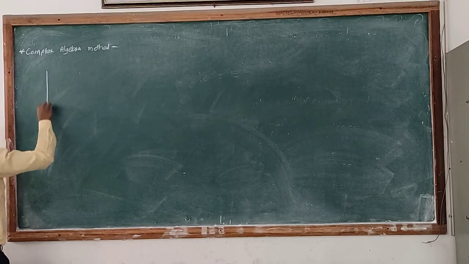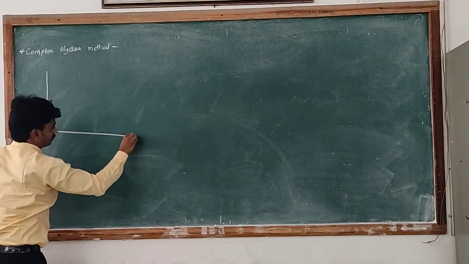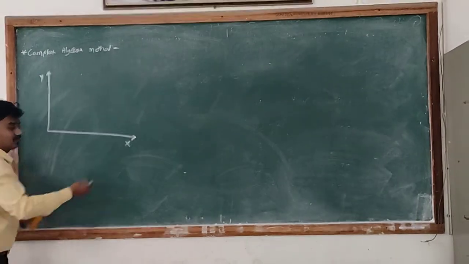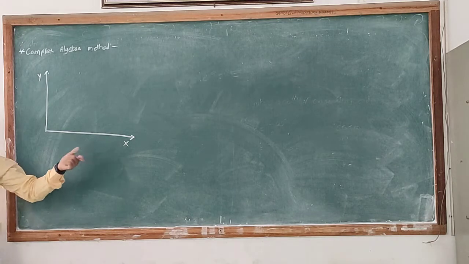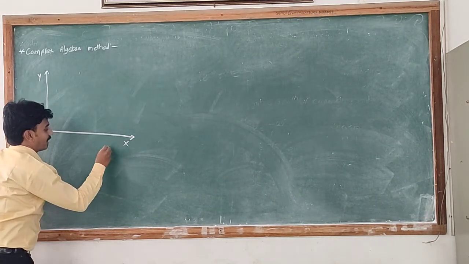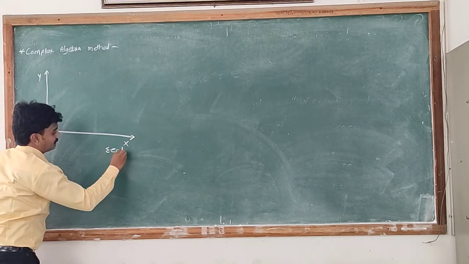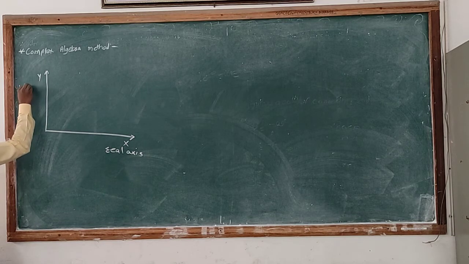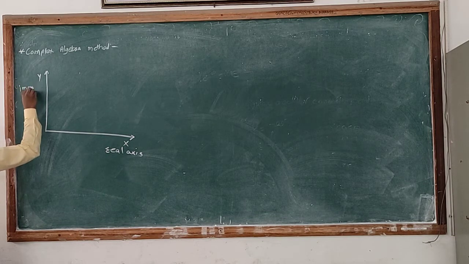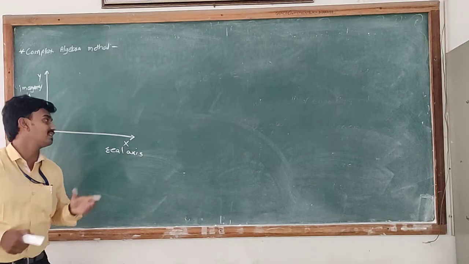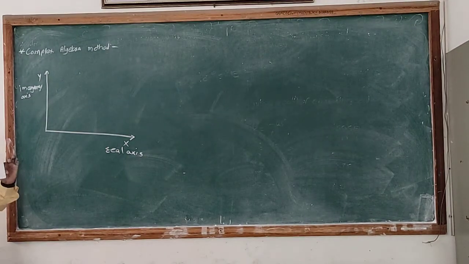Now let us consider this is the y-axis and this is the x-axis. Remember, in complex algebra form, this x-axis is called the real axis, and this y-axis is called the imaginary axis.